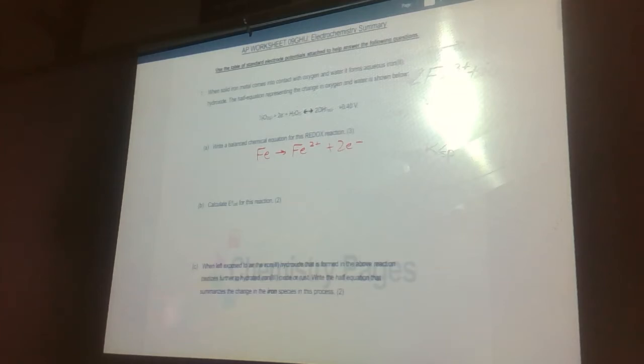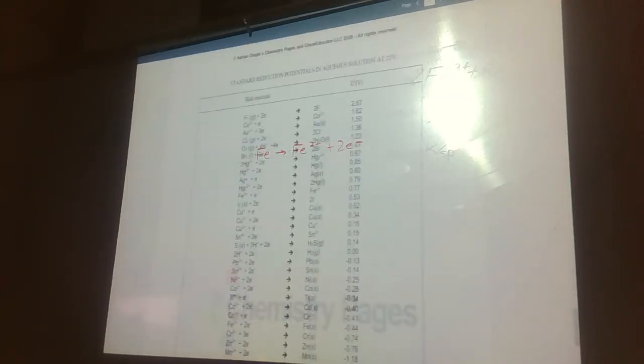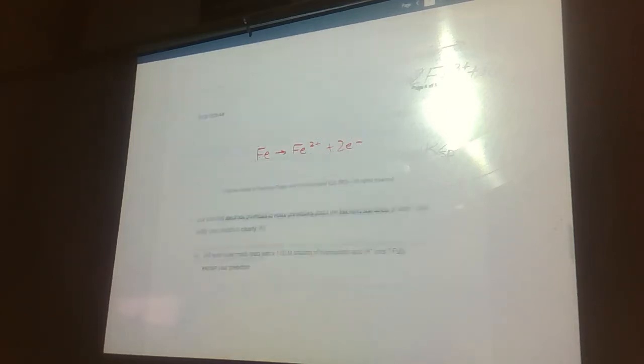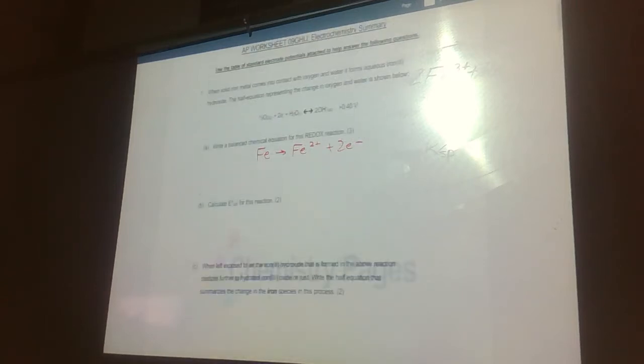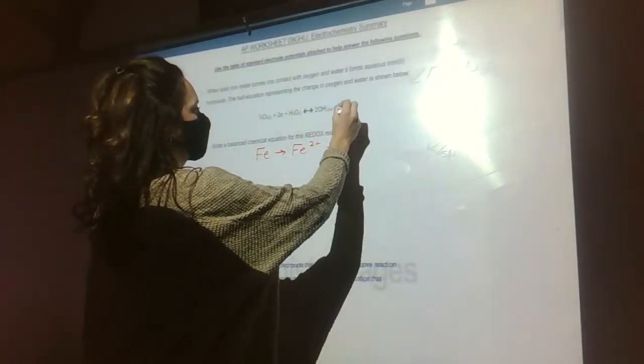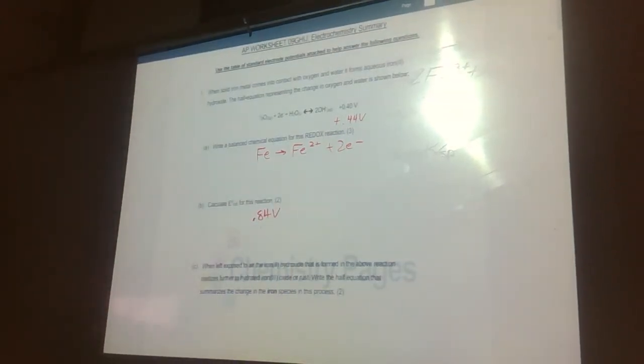Part B, calculate E naught for this cell. So iron, that oxidation, is negative 0.44 volts as a reduction, so that's positive 0.44 volts. Hold on 1 second. So 0.84 volts. Did I read the table right?